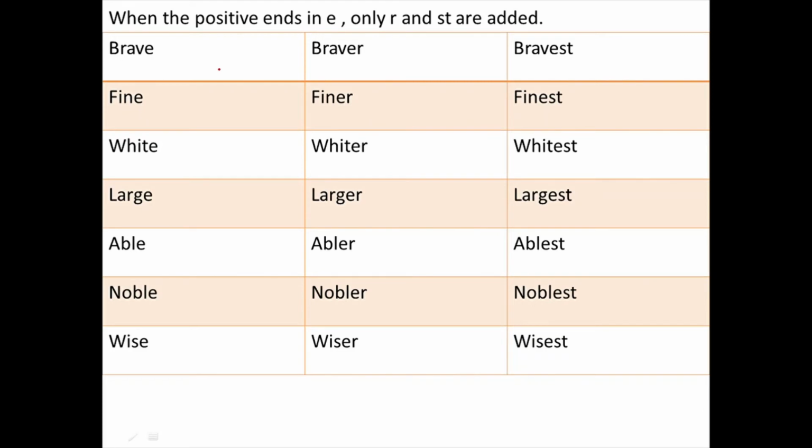Now here are some rules we are going to see very rapidly. Look, when the adjective ends with E, we just add R only for the comparative degree, and for the superlative degree we add ST. Look: brave, braver, bravest; fine, finer, finest; white, whiter, whitest; large, larger, largest; able, abler, ablest; noble, nobler, noblest; wise, wiser, wisest.